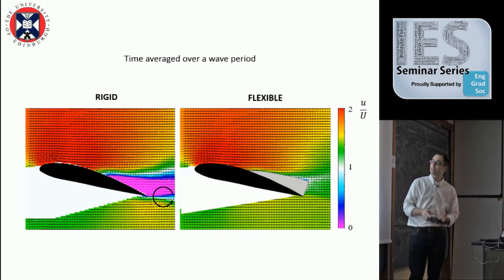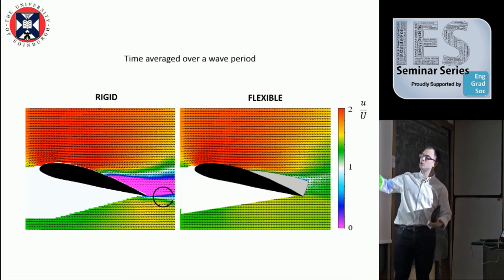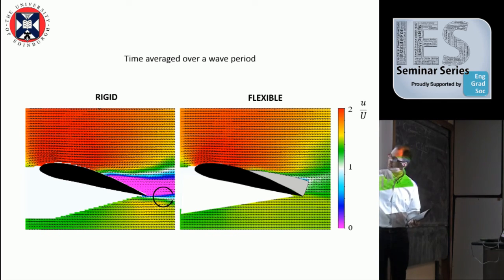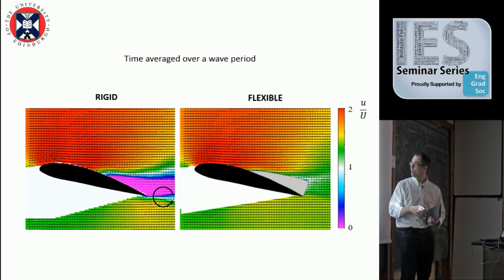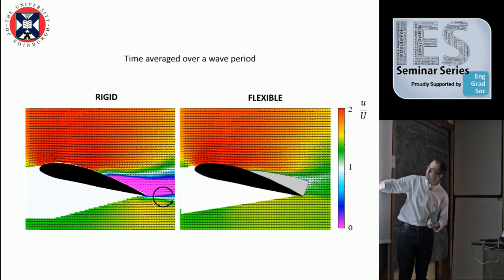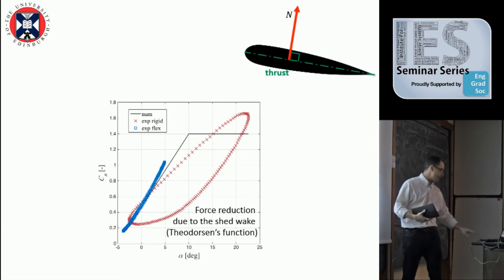Now you can see exactly the same if you take a time average over an entire wave period. You see that there is an entire region of very low speed. So on average, you are always generating this negative counter-rotating circulation. That is something that is undesirable. While if you look at the flexible foil here, you can see that on average, clearly, the amount of flow going backwards is much less.